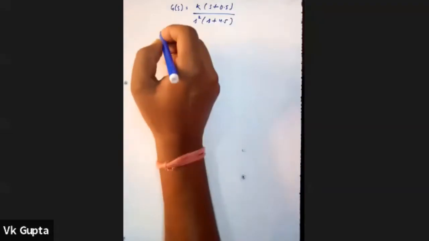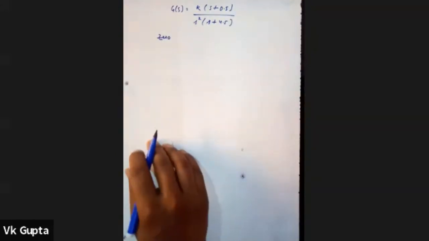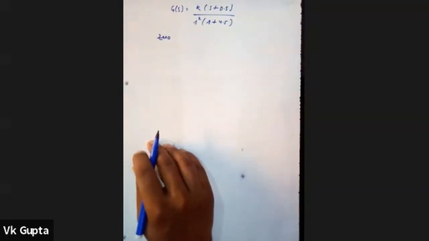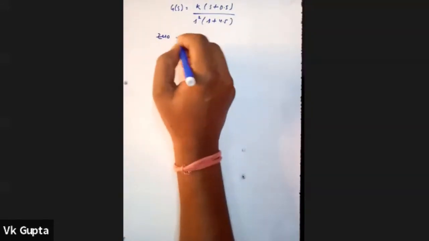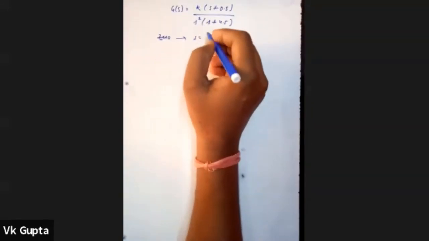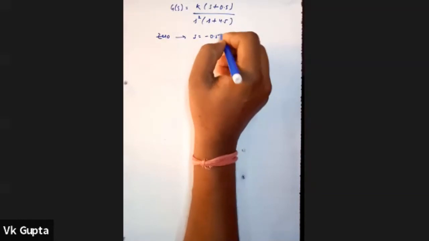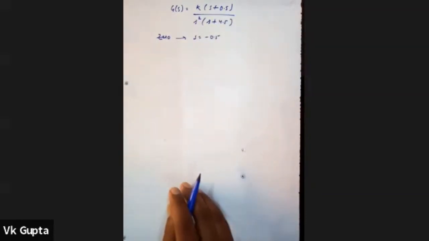Now let us mark the zero first. So we have a zero at s equal to minus 0.5. This is our zero.